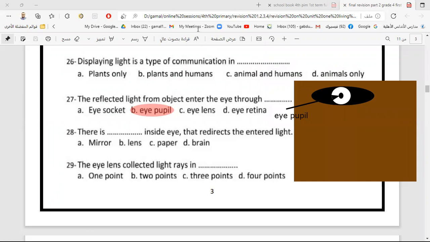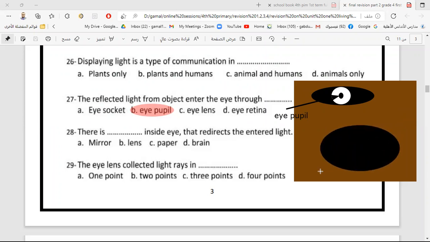I will draw the eye by another way, like this. And we have the eye ball. This is the eye ball, okay? And there is here a lens. I will draw it from the side, not in front, okay? And we have here the lens of the eye. This is the eye lens.